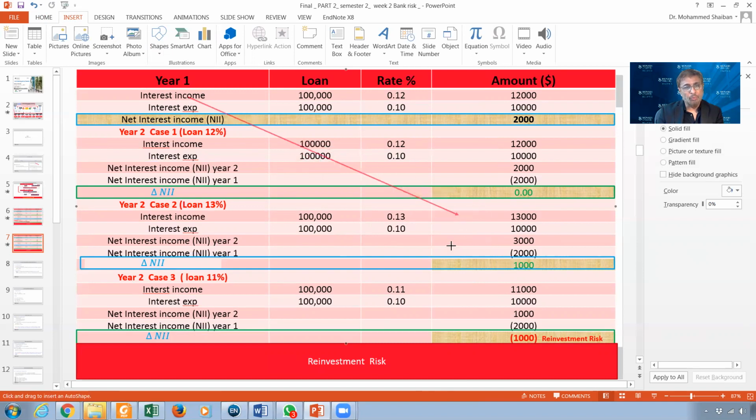Here is the problem where the loans is only now paying 11%. So I get 11 million. I pay for the second year, I get 11 million interest. I pay 10 million. So in this case, I am getting only 1 million. So the difference, I used to have 2 billion. So the difference is 1, and this is what we call reinvestment risk.